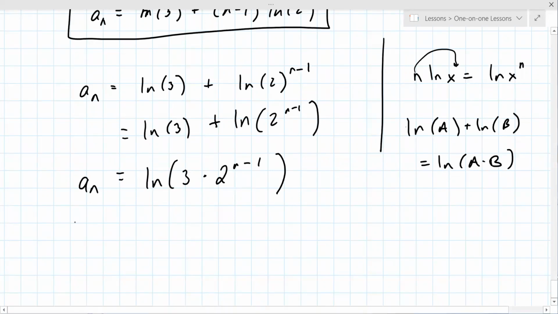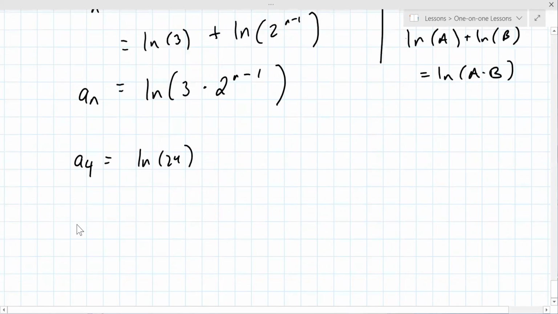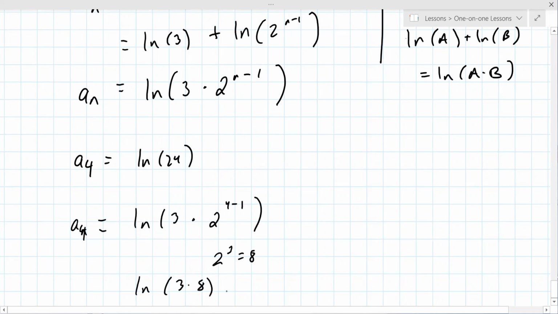So you've got 1, 2, 3, you've got A4 is supposed to be natural log of 24. Let's see if it works. A4 equals ln of 3 times 2 to the 4 minus 1 power. 4 minus 1 is 3. This is 2 cubed, and 2 cubed is 8. Natural log of 3 times 8 is ln 24. Yeah, so it does work. A lot of effort to get there, though.